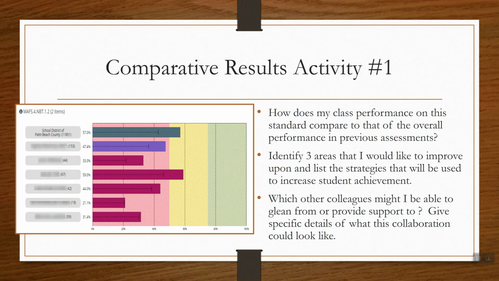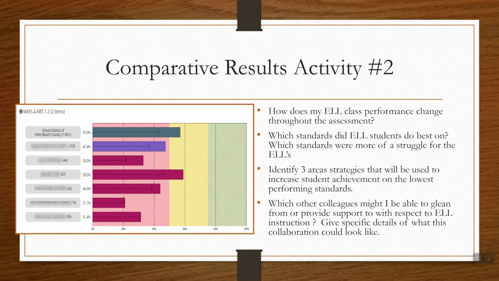So how does my class perform on this standard? And how does that performance on that one standard compare to the overall performance in previous assessments? And then asking the teacher to identify 3 areas they'd like to improve upon and some strategies that they will use to make that increase in student achievement. And then the final one, I really like, which other colleagues on my campus might I be able to either glean from or provide support to based off of what I'm seeing on this comparative results activity. And that will really get your teachers going into the next steps.